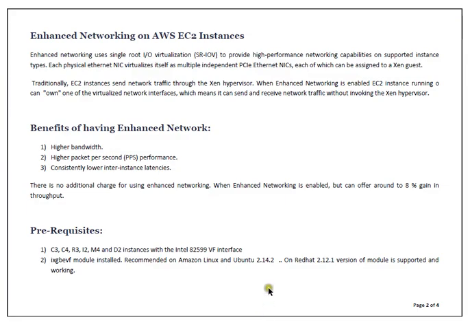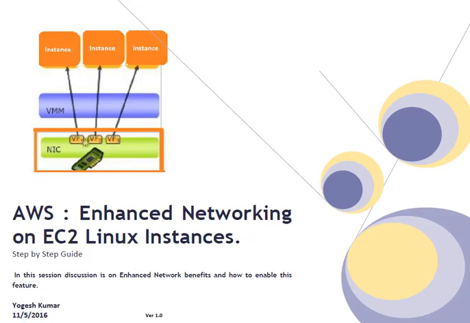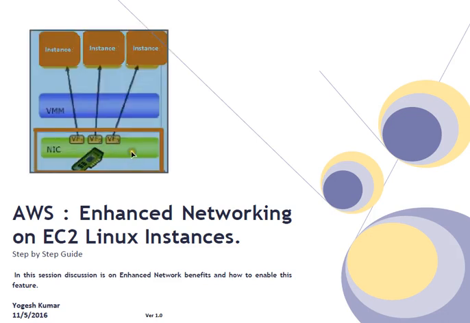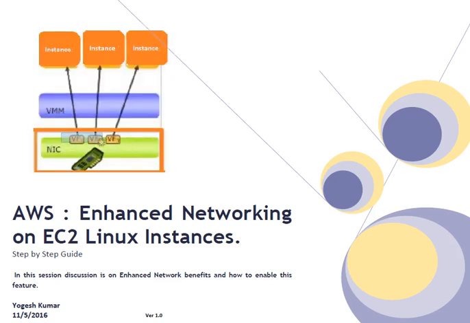To explain it better, let's go this way. If you see this particular layer, this is the physical NIC. When enhanced networking is enabled, it creates multiple VFs, or you can say a single physical NIC appears as multiple instances. If you see VF1, VF2, VF3, and this blue one is the hypervisor layer.